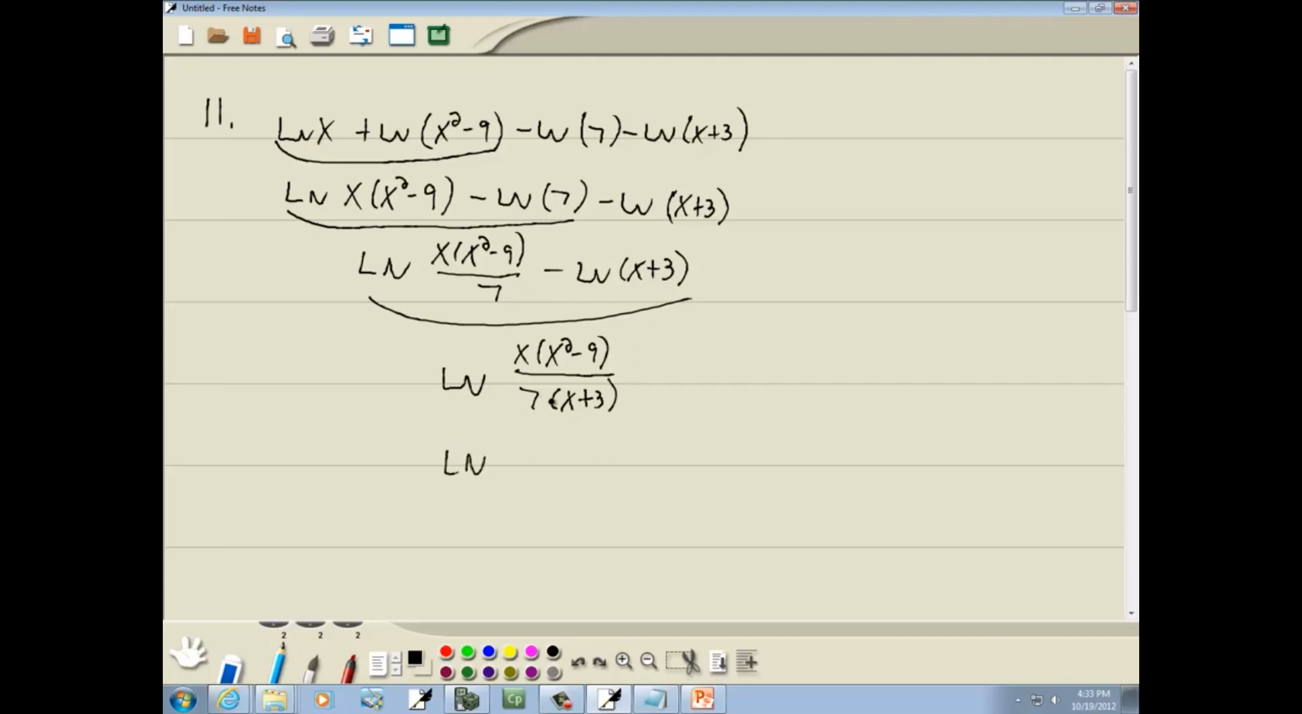Well, this one has another little trick to it. The x squared minus 9 is two terms with a minus between them. That's a difference of two squares. So it can factor as x plus 3 times x minus 3.